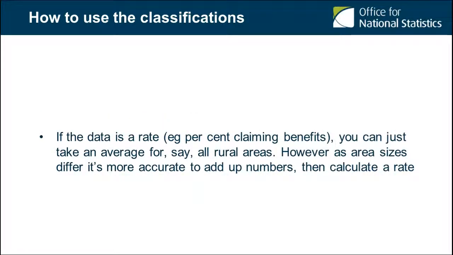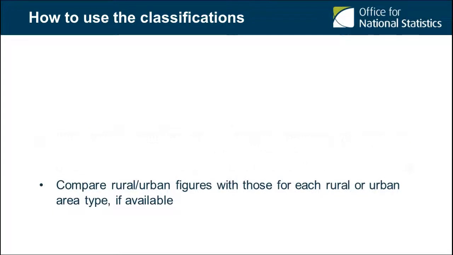If the data are rates, for example percentage of people claiming benefits, you can just take an average for, say, all rural areas. However, as area sizes differ, it's more accurate to add up numbers of rural benefit claimants and numbers of rural working age people, and only then calculate a claimant rate. This may require another dataset. Finally, compare rural-urban figures with those for each rural or urban area type, if available.